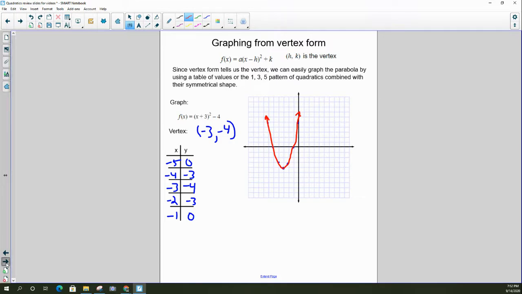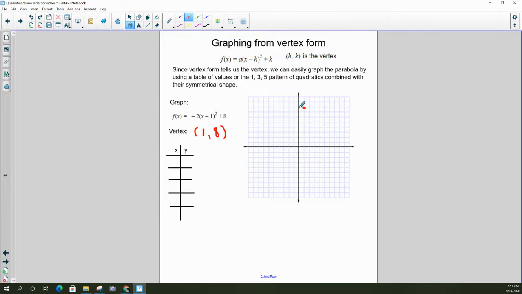Let's do another one. So now the problem is negative 2 times (x minus 1) squared plus 8. So what is the vertex going to be? It's going to be (h, k). Our h is now positive 1, and our k is 8. So our vertex is at the point (1, 8). So 1, 2, 3, 4, 5, 6, 7, 8.